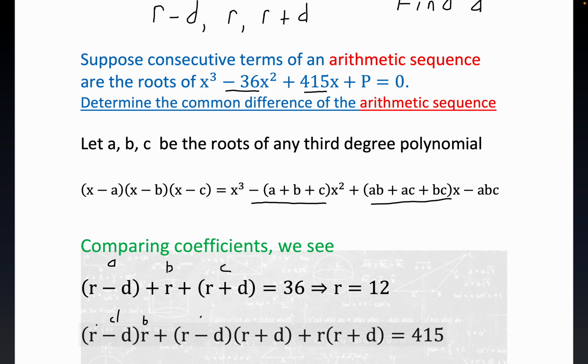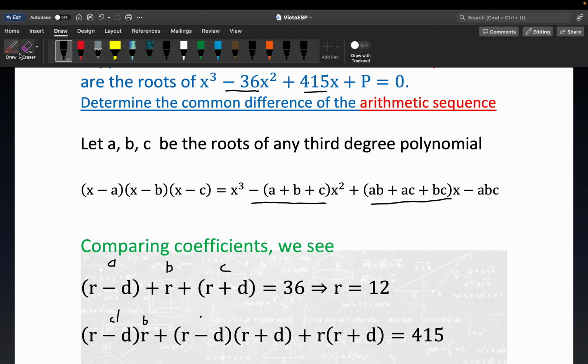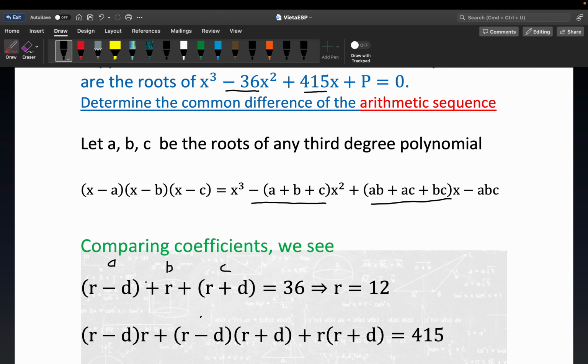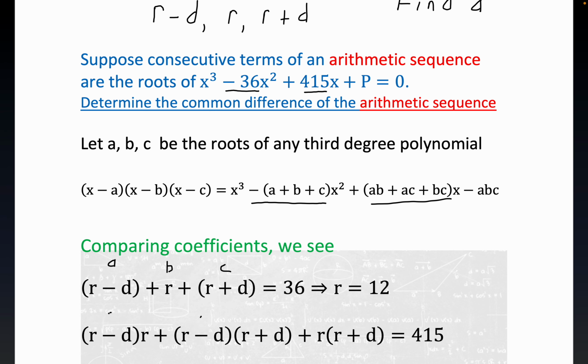No, R minus D, this would be the first one, sorry, let me erase. This would be A, and this would be B, just like we're looking right up here. You don't have to necessarily keep them in order, I tried to though. And then R minus D again is A, but R plus D is C. So you see, I'm keeping them in this order right here, and so on. So that's where this came from.